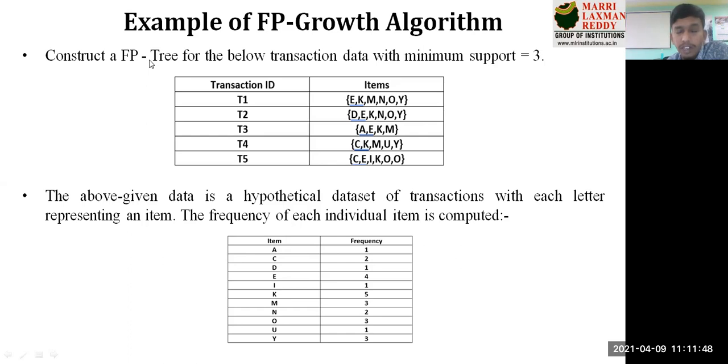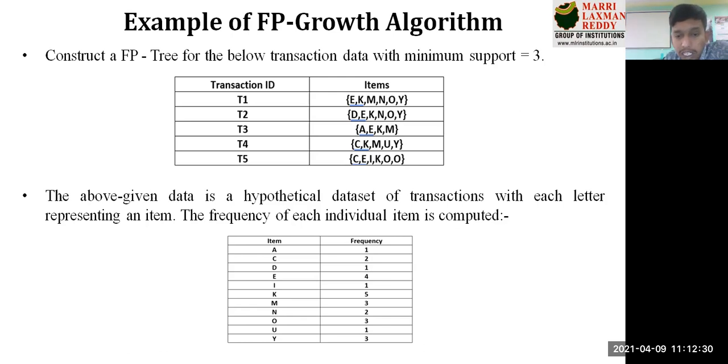If it is given as construct an FP tree, we apply the frequent pattern algorithm for this data set. If it is not mentioned as FP tree, then we can apply the Apriori algorithm also. The above data set is a hypothetical data set of transactions with each letter representing an item. Here E indicates an item, O indicates an item, and K indicates an item. The first step is to calculate the support value of each item, that is, how many times an item has been repeated across the transactions.